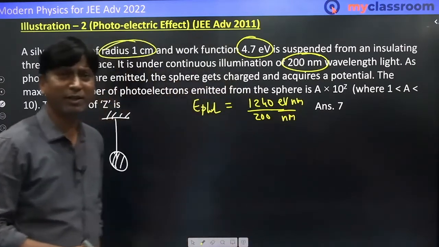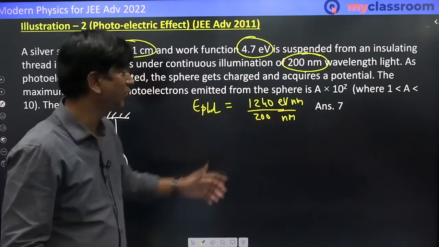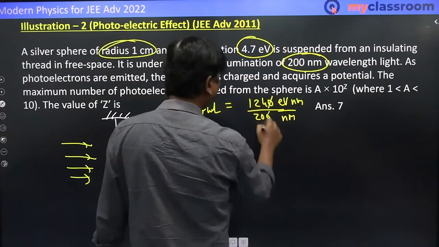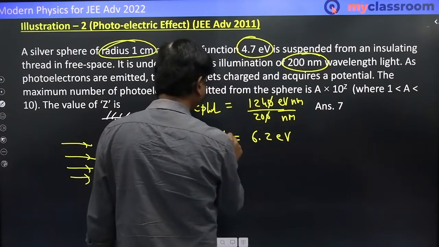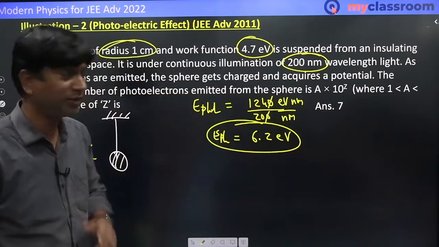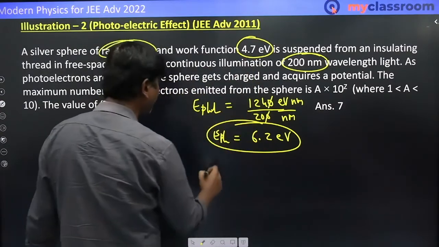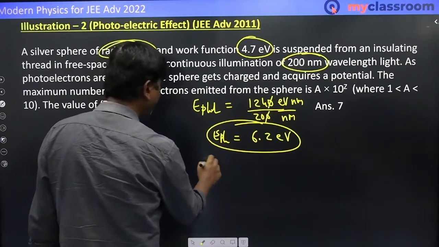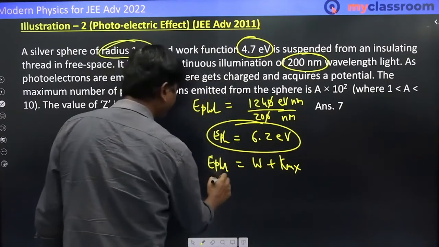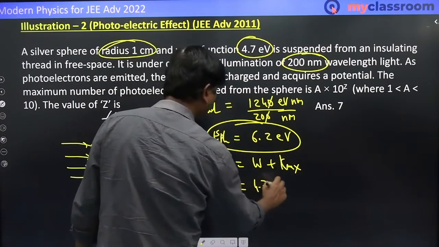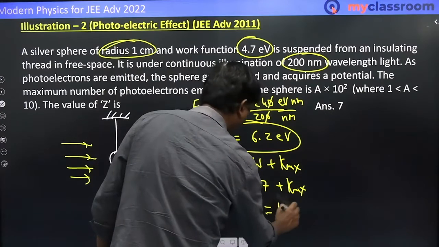This is a direct formula which will apply, correct? When it is in angstroms, then you will use 12,400 by lambda in angstroms, but in nanometers you will use this, okay? And this value you are going to get as how much? So 6.2 electron volts energy of each photon. Once you get the energy of each photon as 6.2 electron volts, what is the work function? 4.7 electron volts. So write the photoelectric equation: energy of each photon is equal to work function plus K max, right? So this 6.2, work function is 4.7 plus K max. What will be K max? 6.2 minus 4.7, 1.5 electron volts.